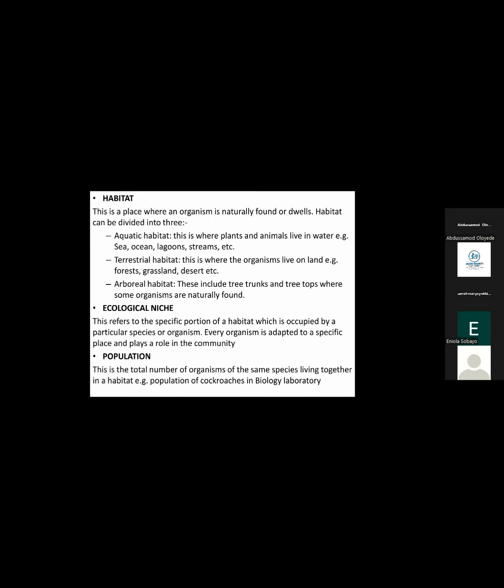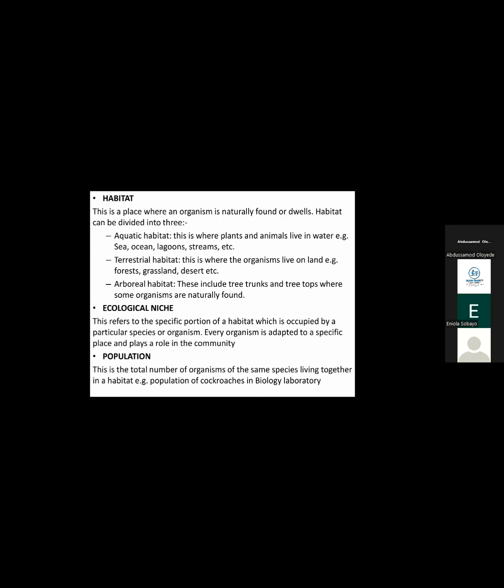Now, habitat occurs in three different parts. We have the aquatic habitat, terrestrial habitat, and the arboreal habitat. Now, aquatic habitat refers to plants and animals which live in water. So any organism that lives in water is referred to as an aquatic organism because its habitat is aquatic. While terrestrial habitat refers to organisms that live on land, forest, grassland.